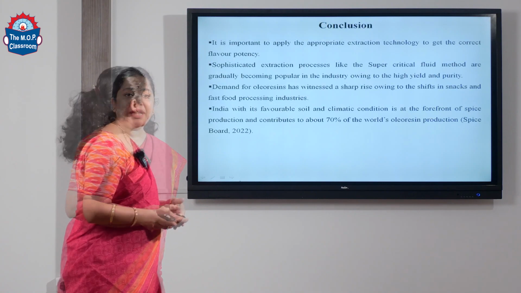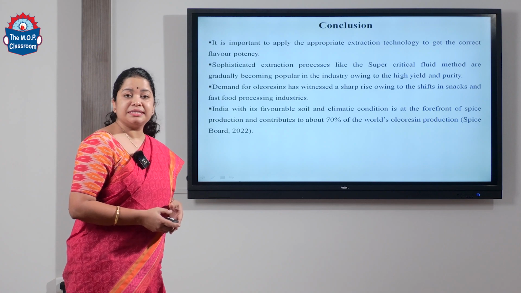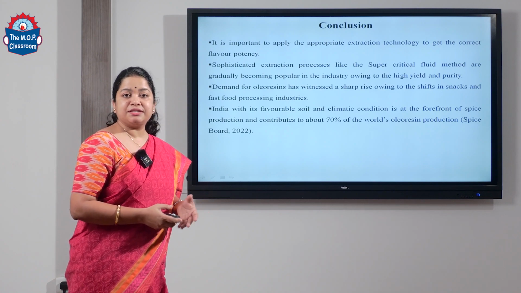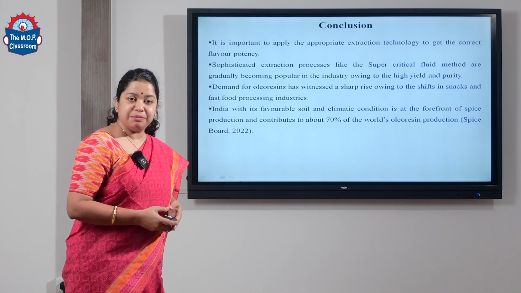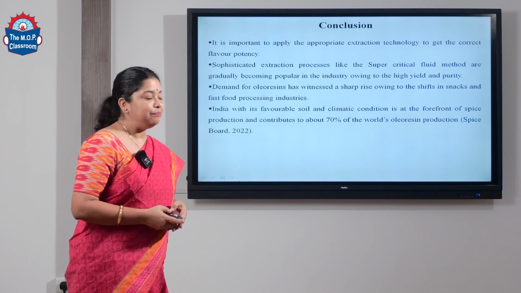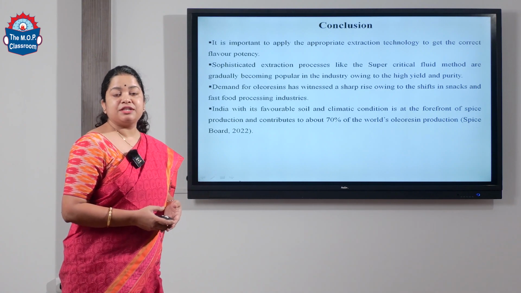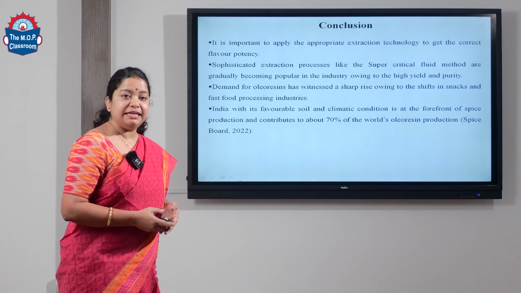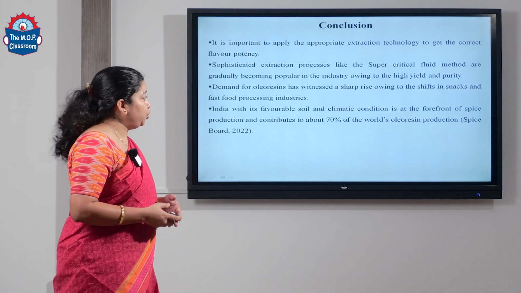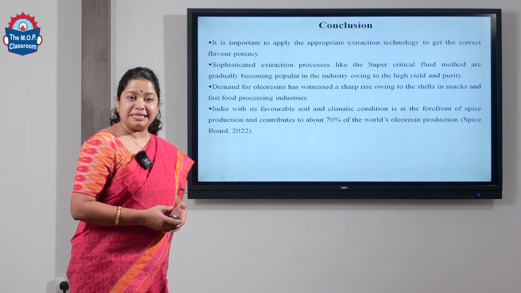Coming to the conclusion, it is very important that we utilize the right extraction process so that we get maximum yield, because spices are known for their commercial value and we do not want to waste them. There are sophisticated ways like the supercritical extraction method, which is used for a higher yield. India is known for its spice production and is at the forefront of the spice export industry.